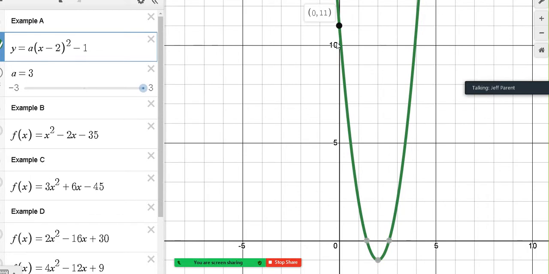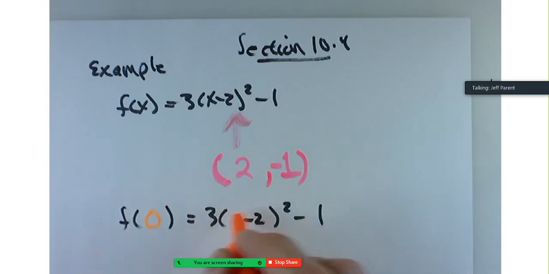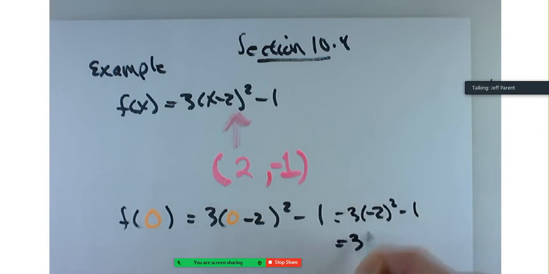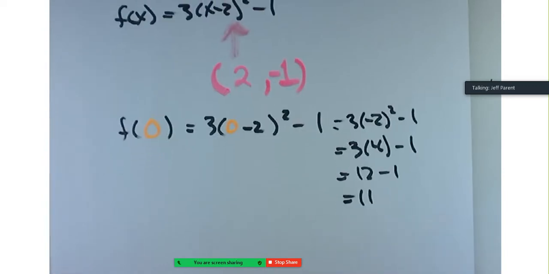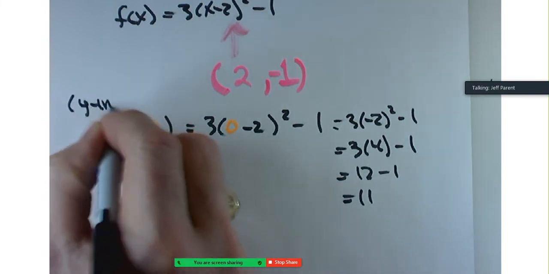What are you going to plug in for x? Anyone out there? What do I plug in to find the y-intercept? 0. Well done. So if I put in a 0 here and a 0 here, f of 0 would be 3 times negative 2 squared minus 1, which is 3 times 4 minus 1, or 11. So you don't necessarily have to go through all that, especially if you've got a nice program like Desmos. It's pretty easy. It's right there. Now, that's your y-intercept.